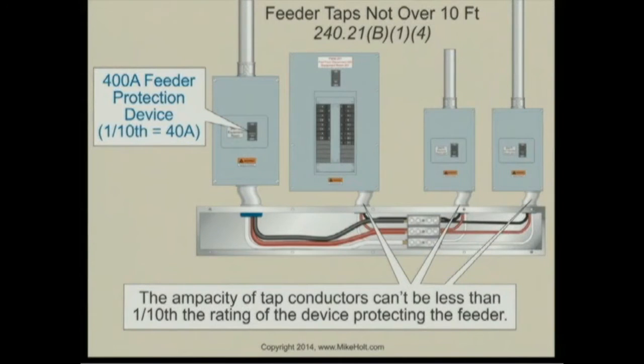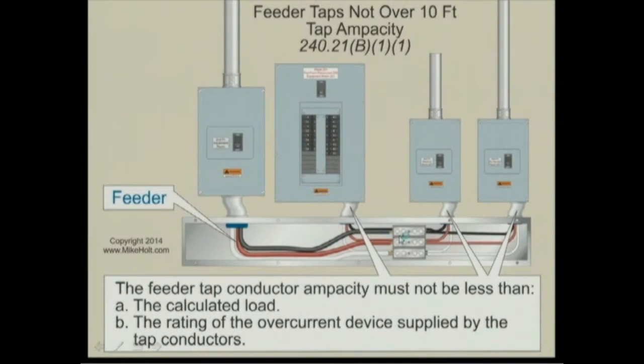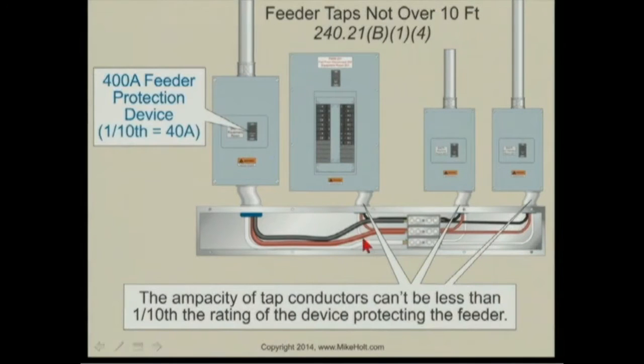Also, not only does it have to have an ampacity no less than the load and no less than the rating of the device, it has to have a certain size mass. This conductor cannot have an ampacity less than 1/10 the rating of the device. If I'm having a 400 amp device here, and it's the overcurrent device protecting the feeder conductors that I'm tapping from, then 1/10 of 400 amps is going to be 40 amps.